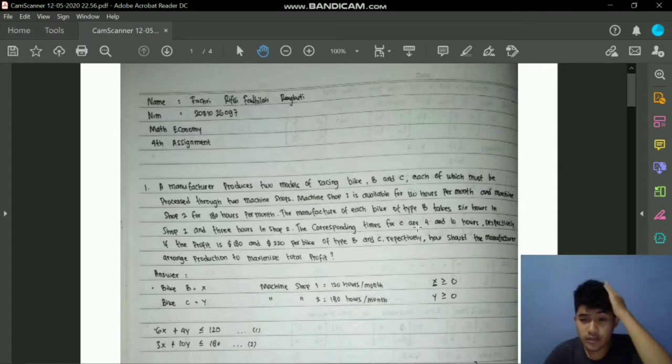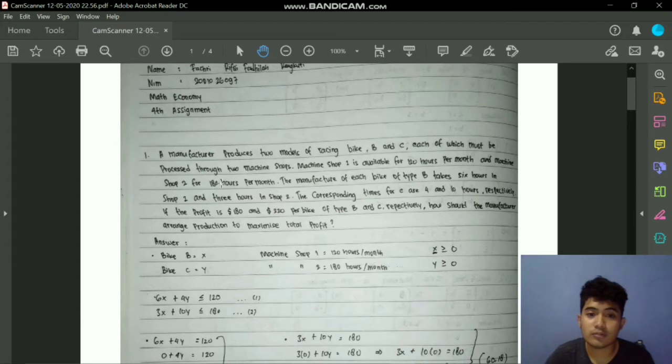Today I will explain four assignments from Mr. Burhan. Number one: a manufacturer produces two models of racing bike, B and C, both of which must be processed through two machine shops. Machine shop 1 is available for 120 hours and so on.